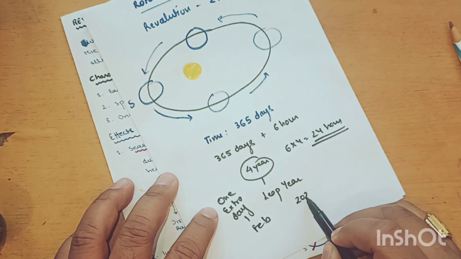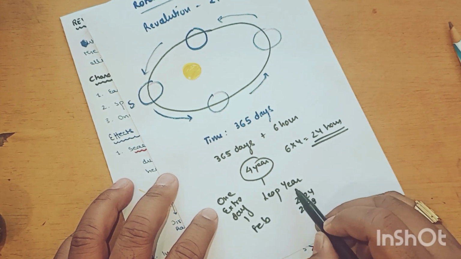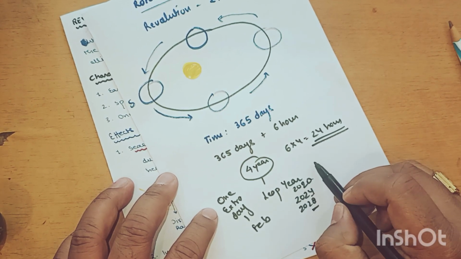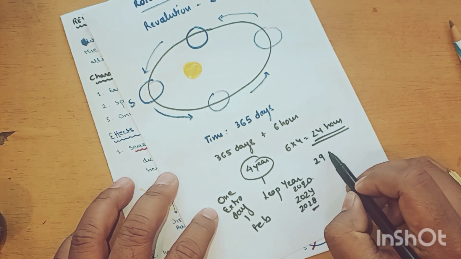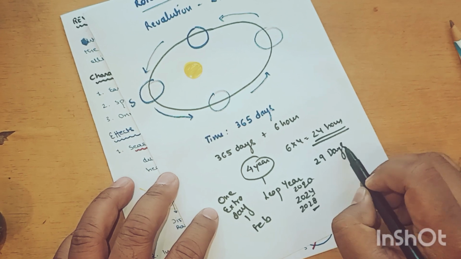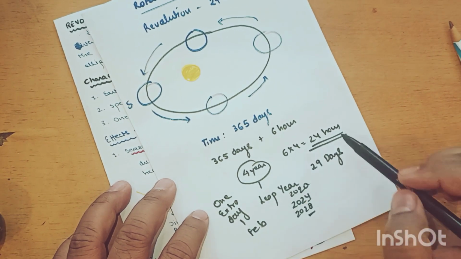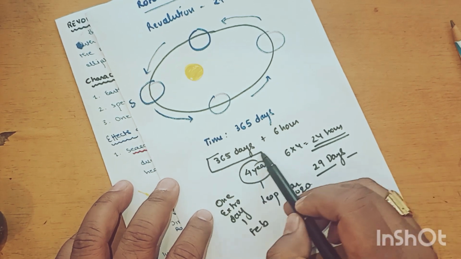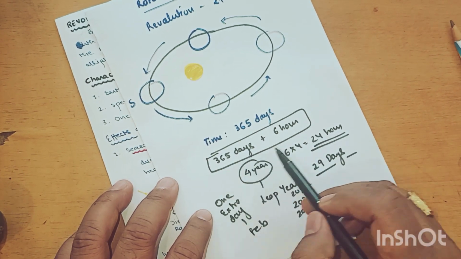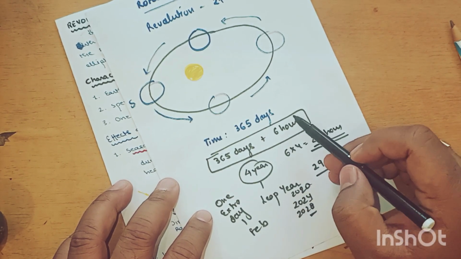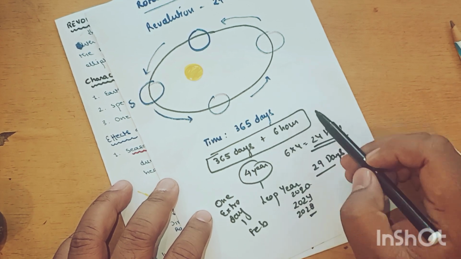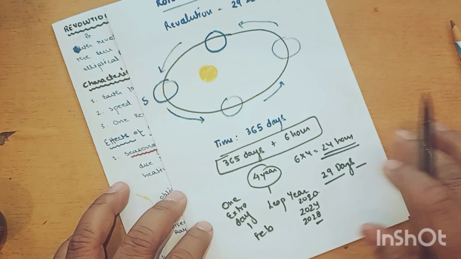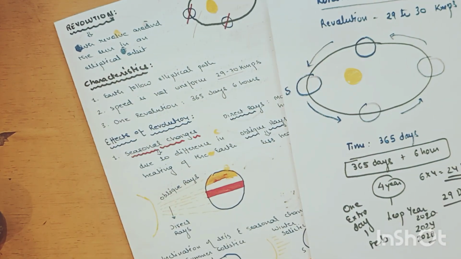In 2024, 2028 and previously 2020, these are the leap year. In leap year we have February of 29 days. Understood? So this is the reason behind this leap year, because the revolution of the earth takes 365 days plus 6 hour, and after every 4 years 6 hour add on to make one day, 24 hour. Okay? So these are the things you should understand from the revolution.